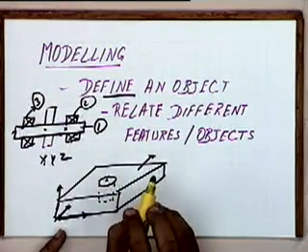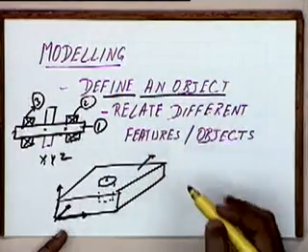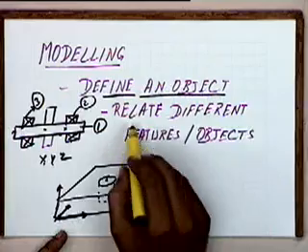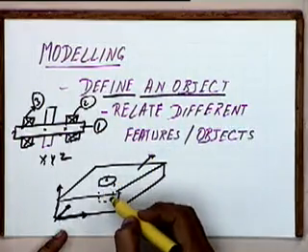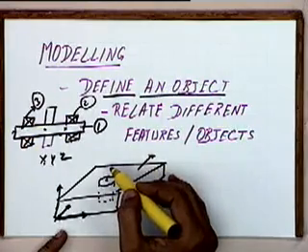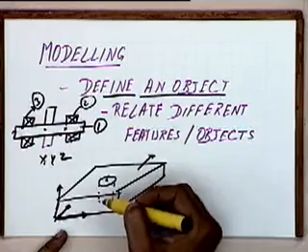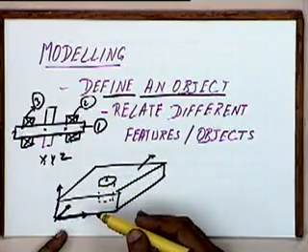All this information has to be available when we are talking of defining this object. That is what we mean when we say relate different features. This hole is one feature, this top face of this object is a second feature. We have to relate the two together, saying that this face is next to this hole.